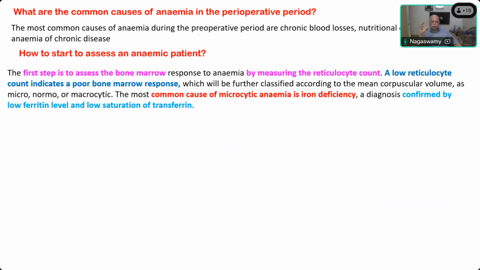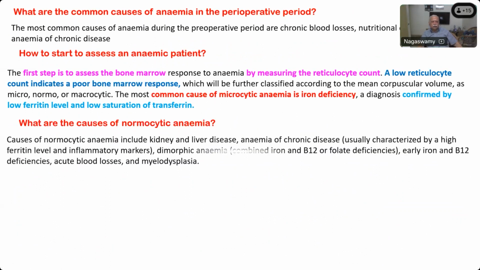So the first 3 investigations you should ask for in a patient with anemia are: 1 is reticulocyte count, 2 ferritin levels, 3 saturation of transferrin level. If you do these 3 things, you can pick up the reason for the anemia very easily. If all these values are normal, it is mainly due to acute blood loss. It is not due to any other problem. So what are the causes of normocytic anemia?